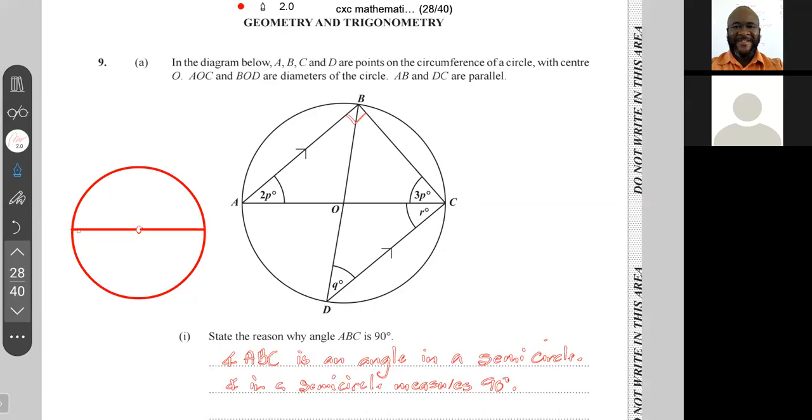Now, if you have an angle that starts at one end of the diameter, goes up to the circumference, and then comes back down to the other end of the diameter, the angle formed at the circumference is equal to 90 degrees, and it's called the angle in a semicircle. From circle theorem, that angle is equal to 90 degrees because it is an angle in a semicircle.